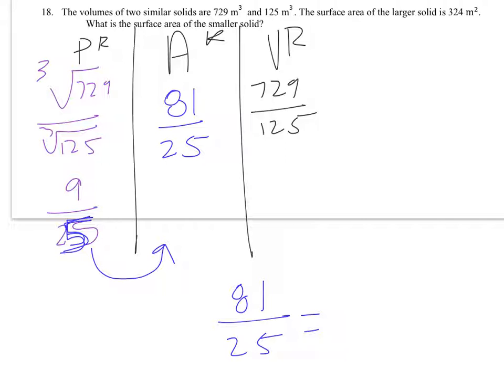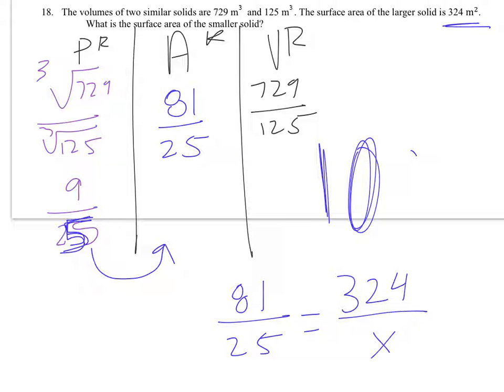So my area ratio, and it says my area of my larger, so it should be across from my larger. What's the area of my smaller? And on my calculator, I'm doing 25 times 324, divide by 81. I get 100 meters squared.